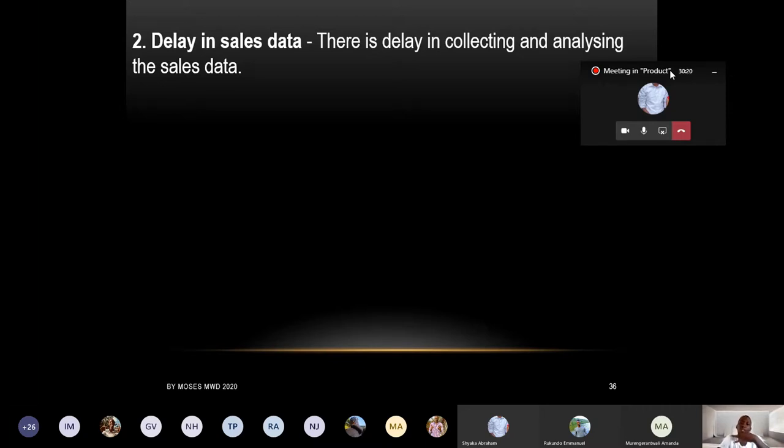It should have three elements. What did you sell? Which people did you sell to? And how much did you sell to them? When you delay to collect this data and analyze it, PLC will be irrelevant. So for PLC to be a successful phenomenon, you need to collect and analyze data in time.